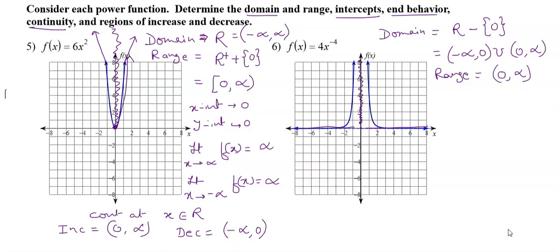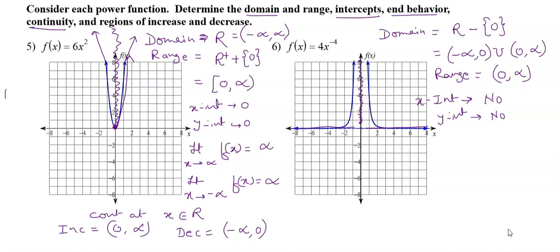Okay, intercepts. If I say x-intercept, is there any x-intercept? No, there is no x-intercept because the graph is not touching the x-axis at all. Is there any y-intercept? There is no y-intercept because the graph is not touching the y-axis at all, neither touching nor cutting. So there is no y-intercept.